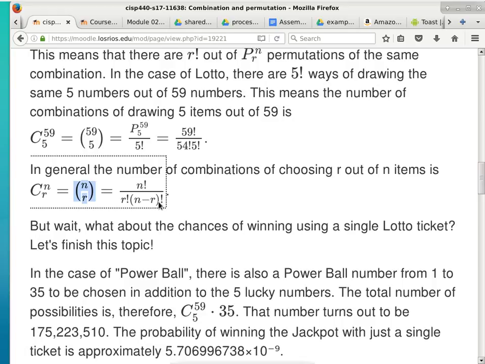Permutation is important when ordering is important. So you have to think about the real life cases where ordering is important, right? A, B, C, D, E is different from, spelled backwards, D, C, B, A.